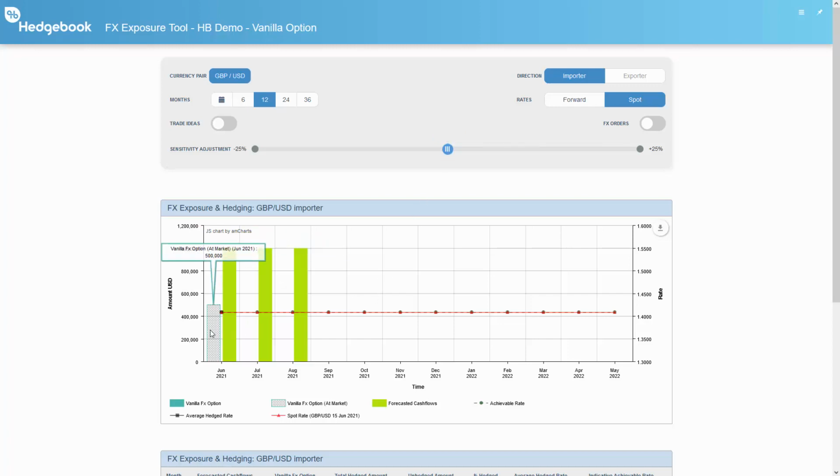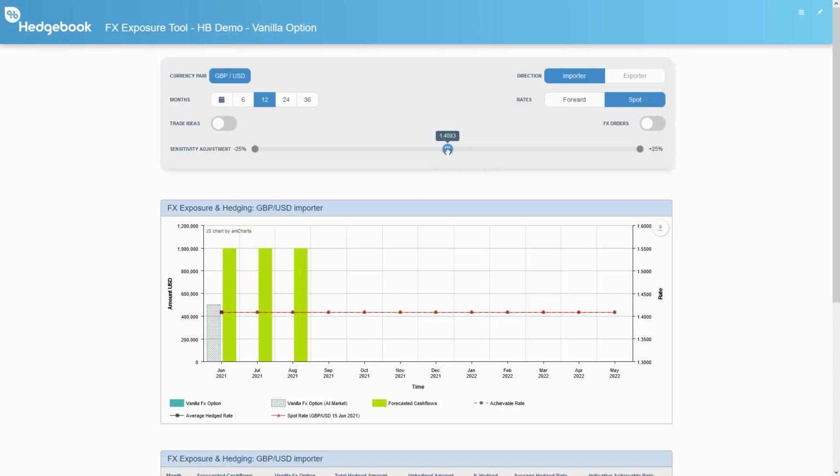So Hedgebook's saying, okay, this is 500,000 of cover here, but at market rates. And in fact, market rates, spot rate, achievable rate, they're all the same line because the hedge rate's the same as market, and the achievable rate, which is the combination of the hedging in place and the unhedged at prevailing market rates, all ends up at the same answer.